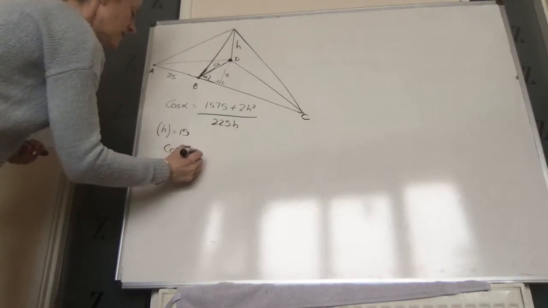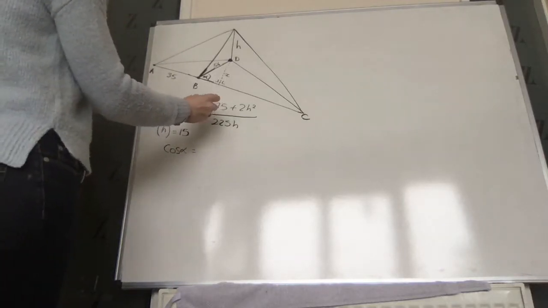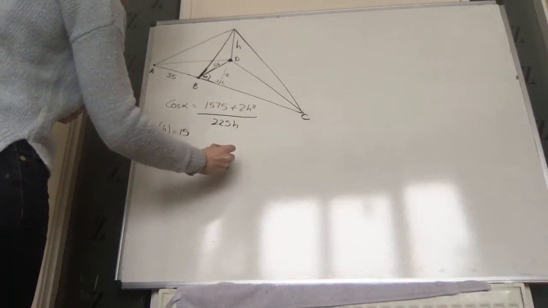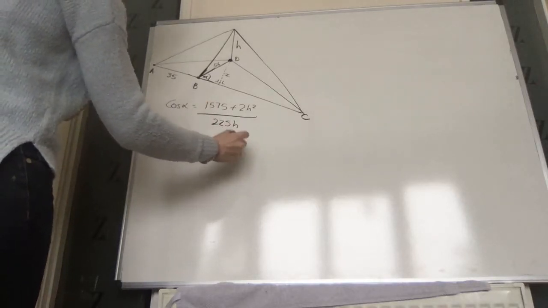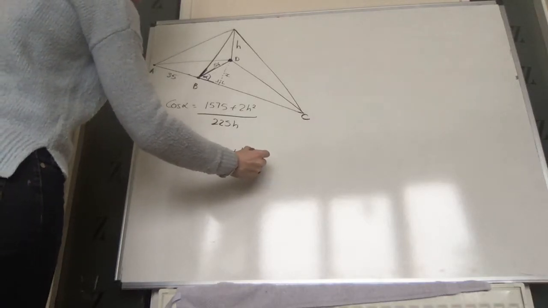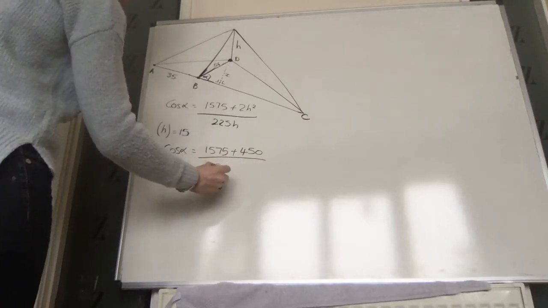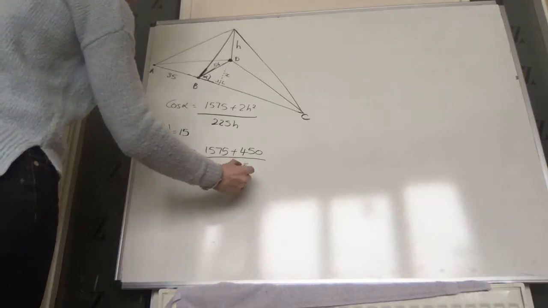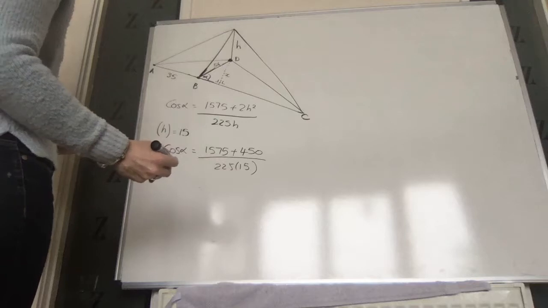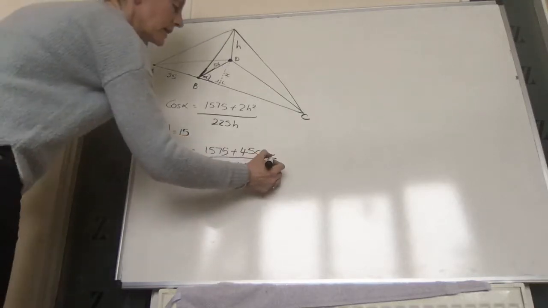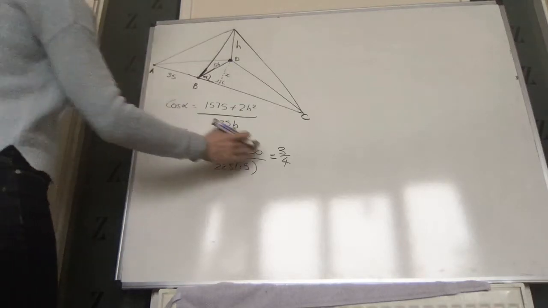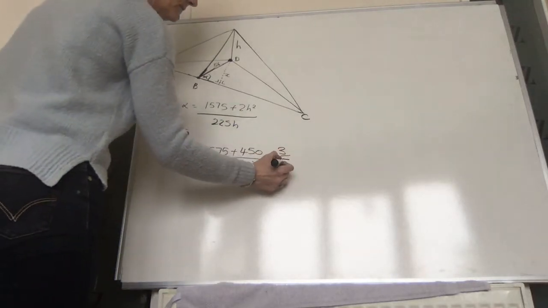So the cosine of alpha is 1575 plus 2 times 15 squared, that's 2 times 225, so that's 450, over 225 times 15. And that works out to be 3 over 5. Nice. So we know that the cosine of alpha is 3 over 5.